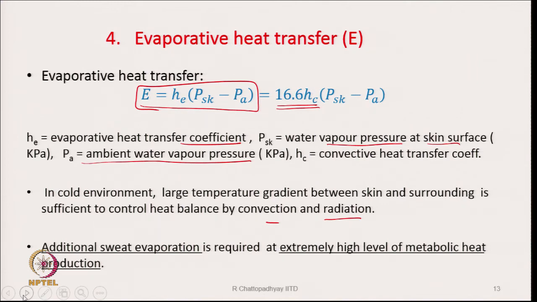Additional sweat evaporation is required at extremely high levels of metabolic heat production. Generally, in a cold climate, sweat generation may not be there if we are doing normal activity. But if we are doing some high level of activity, let us say with winter clothing, if I start doing some exercise, then there is a chance that the metabolic heat generation will rise so much that the rate of heat transfer will be much less than the rate of heat generation by the body.